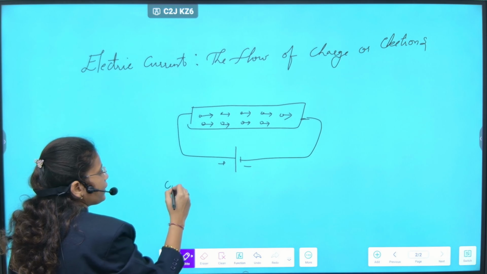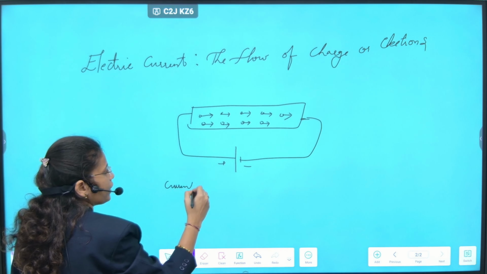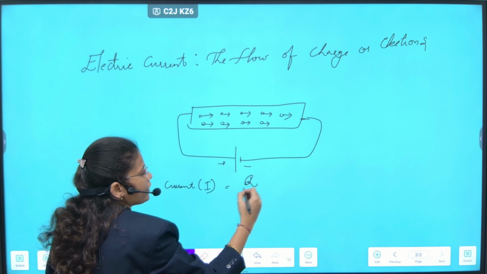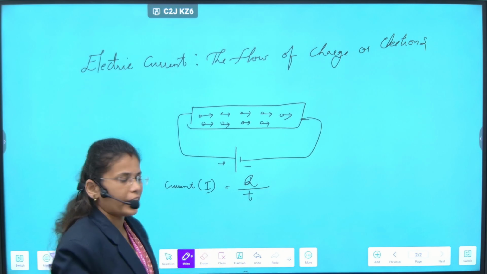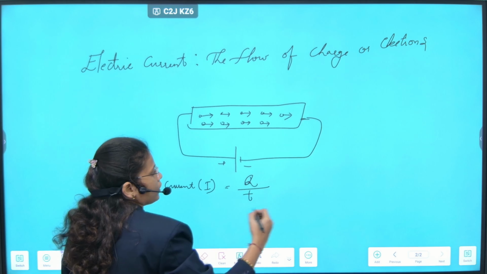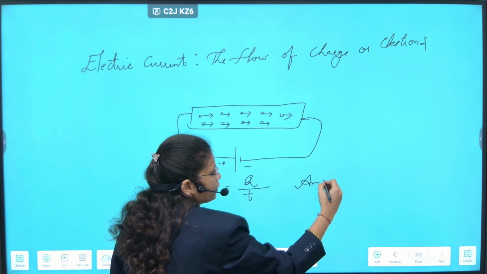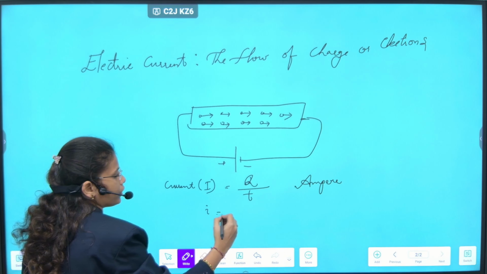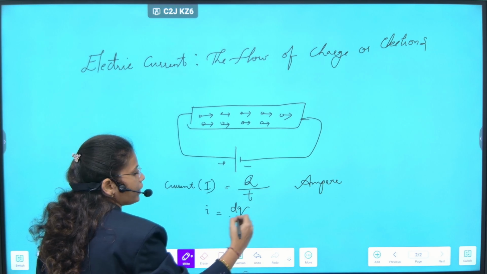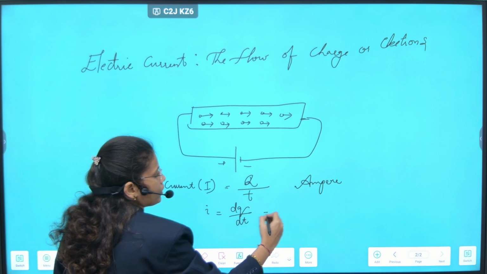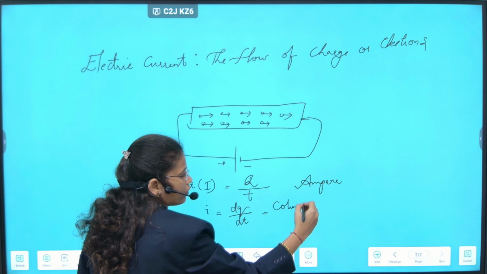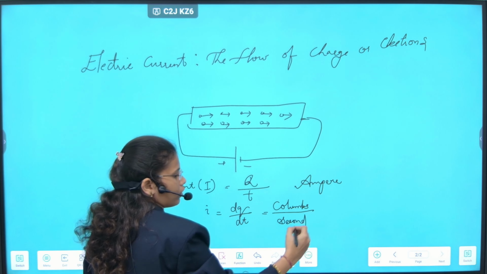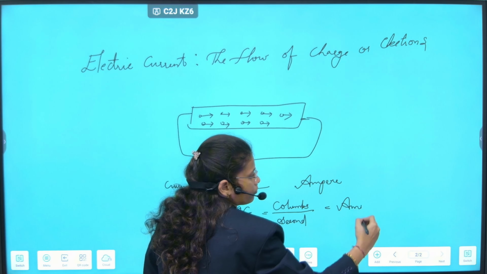So electric current is denoted with the letter I, equal to charge by time, the rate of charge by time. Its unit is ampere. I equals dq by dt, coulombs per second or amperes.